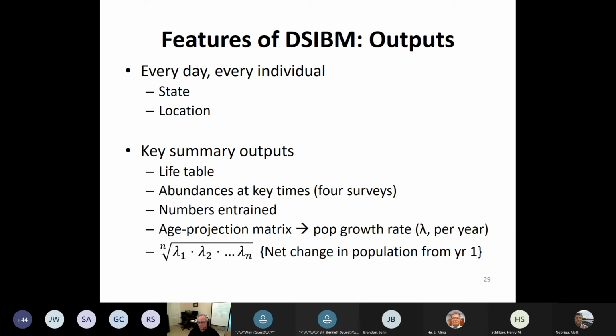How do you summarize these? Well, we have a variety of ways to summarize these, and some of it is what you think it is: how many are in each box on a given day. That's abundances, and we can actually sample the model like the TNS survey, the Summer Townet survey, the Fall Midwater Trawl, the Kodiak, and we do that now.